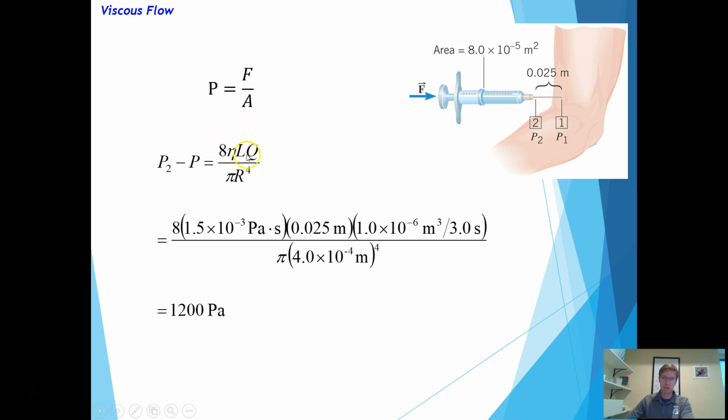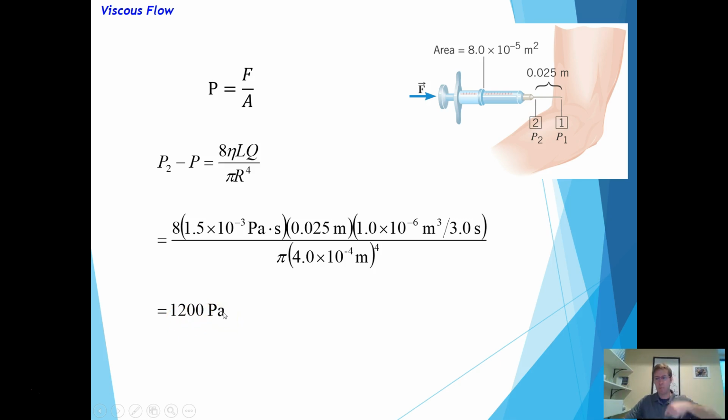So I just solved Poiseuille's equation, so it's going to be 8 times viscosity times length times the volumetric flow rate. Now what's the volumetric flow rate? Well, that's volume per unit time. So we take our volume and divide it by our 3 seconds, and then divide it by pi times the radius to the 4th power. So the pressure difference required to generate this flow rate through the needle is going to be 1200 pascals.